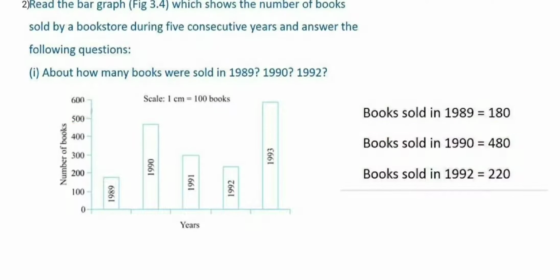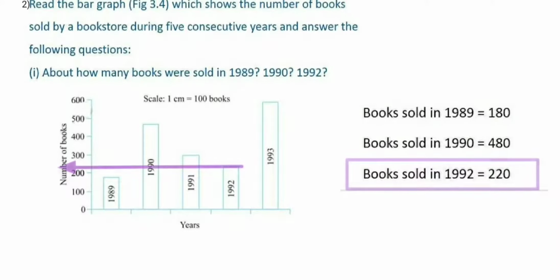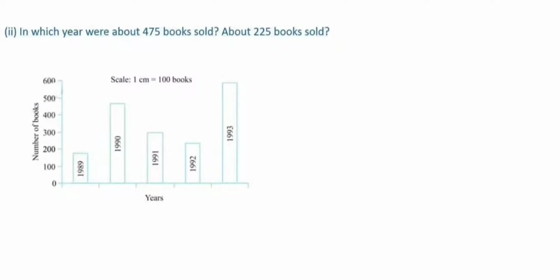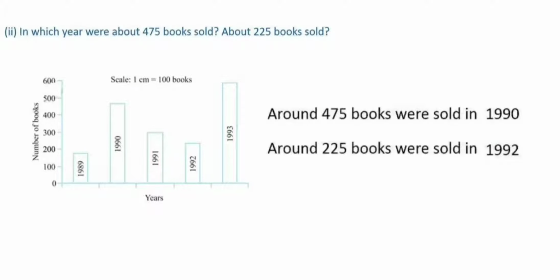Similarly, books sold in 1990 is 480 and books sold in 1992 is 220. Second number, in which year were about 475 books sold and about 225 books sold. So around 475 books were sold in 1990 and around 225 books were sold in 1992.